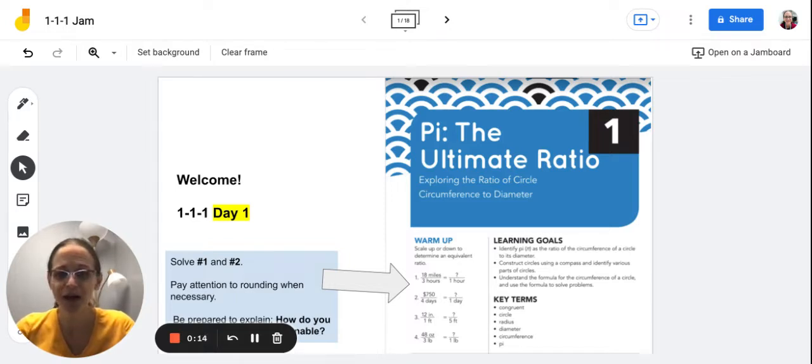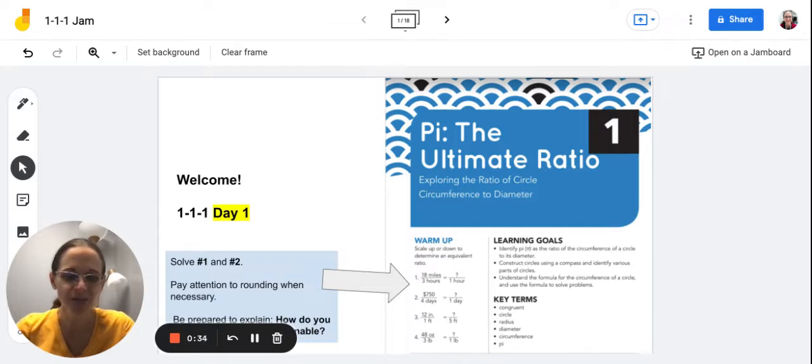First, we want to identify pi as the ratio of the circumference of a circle to its diameter. Next, we want to actually create some circles and draw some circles and label them. And then we want to understand why the formula for circumference works and exactly what it measures and what we can use it for. And we will use it for some problem solving.